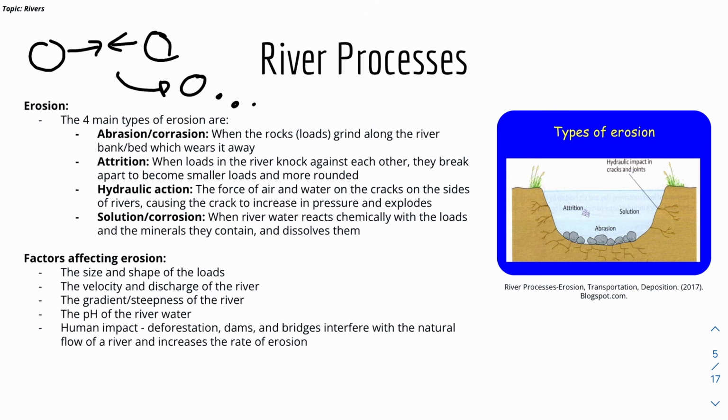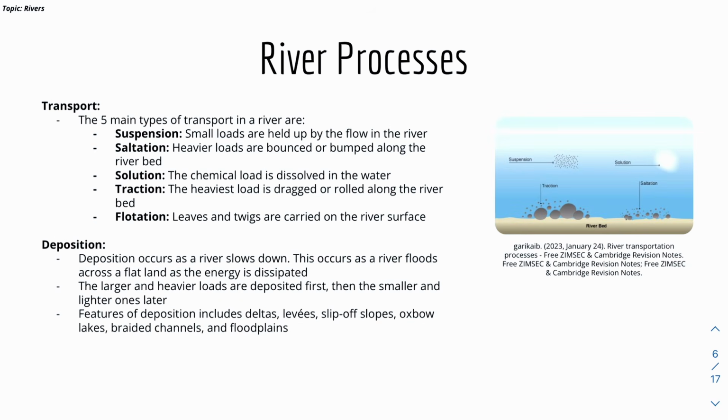And here are the factors that affect erosion. We have the size and shape of the loads, the velocity of the river, the gradient of the river, which affects the velocity, and how fast the water flows, basically. The pH of the river water, which affects the solution or corrosion, as well as human impact. Then we have more notes. We have transport. We have the 5 main types of transport, and they are suspension, saltation, solution, traction, and flotation, which you can have a read and look at their diagram right here.